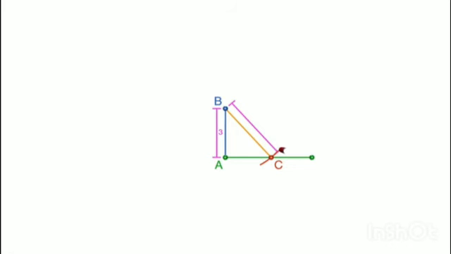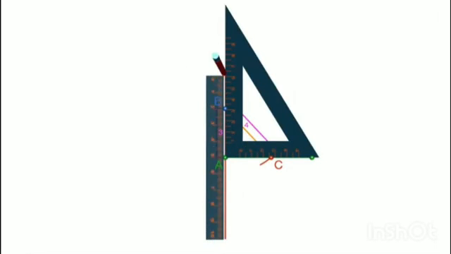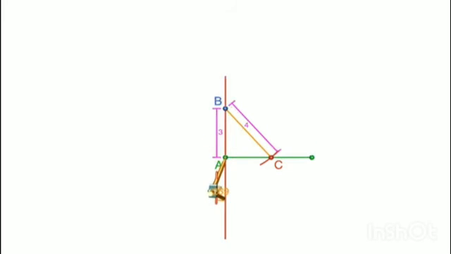Now it is enough to draw a square with AC as one of the sides. For that, let me draw a perpendicular through A. Now take AC in the compass and draw an arc. Mark the point of intersection of this arc with the perpendicular line. Let it be M.